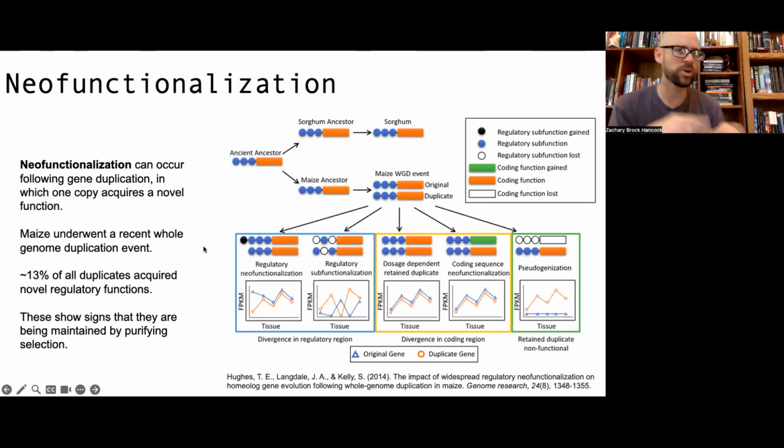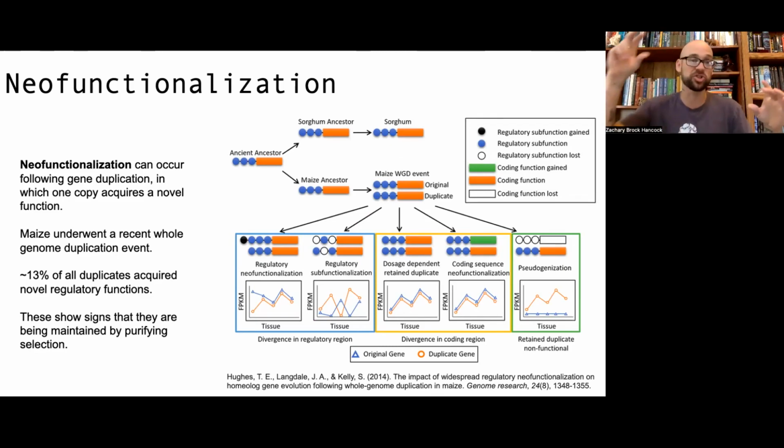The next one, and the one that's probably a little bit more common, is neofunctionalization. This is where you have an original gene that becomes duplicated, and then this new duplicate copy can acquire mutations that can permit it to obtain a new function. And this new function does not degrade the original function. The original function is still there because it's from a duplication, and so you just have a completely novel function.